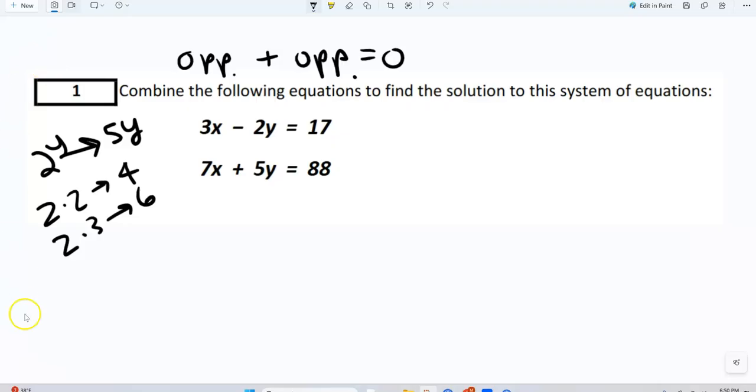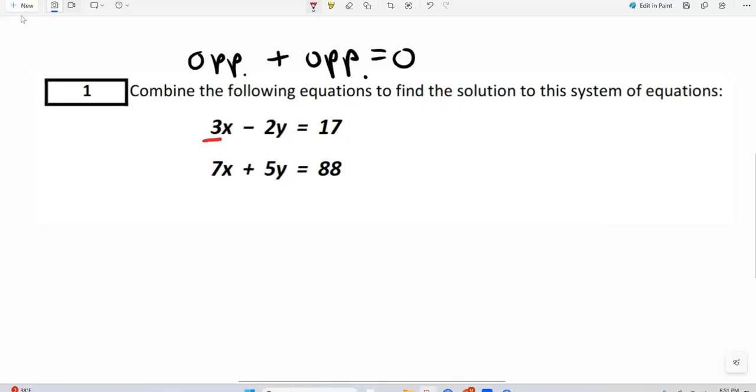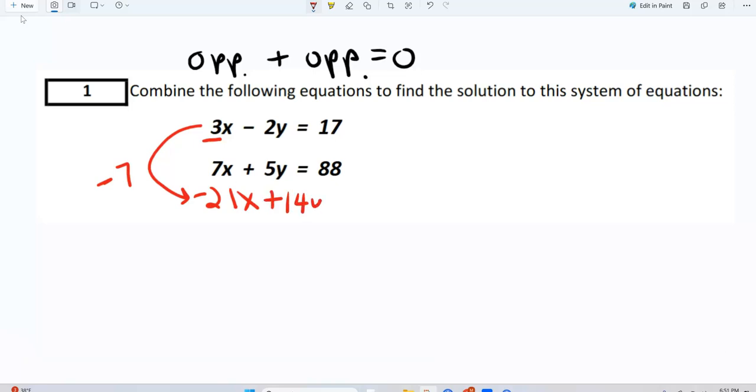So what we're going to do today when you have a situation like that is multiply both equations. Let me show you what I mean. Since I can't just change one equation, I'm going to change both. See this 3? I'm going to multiply this equation by negative 7. Negative 7 times 3 is negative 21x. Negative 7 times negative 2, that's going to be plus, remember, a negative times a negative, 14y.